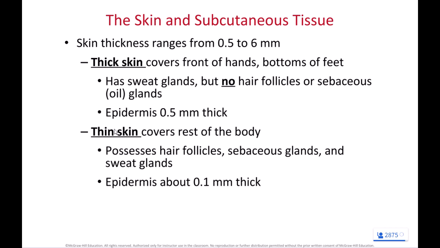Another way we can categorize thick skin versus thin skin is the presence of glands and hair follicles. Let's think structure and function. If we had hair growing on the bottom of our feet, we would slip constantly. It would hurt constantly when we pulled it out and got it stuck on something. It wouldn't be very functional to have hair on the bottom of our feet or on the palm of our hands. And what we find with thick skin is that thick skin does not have any hair follicles.